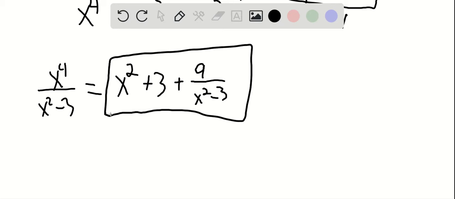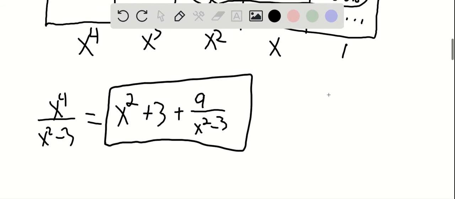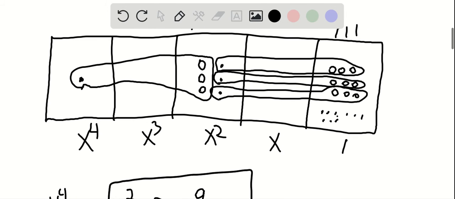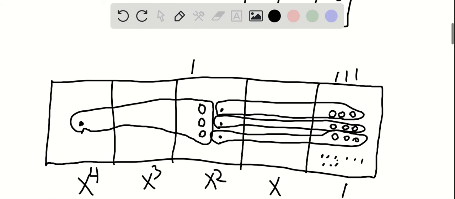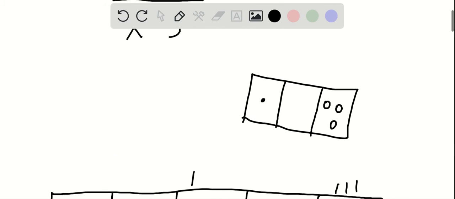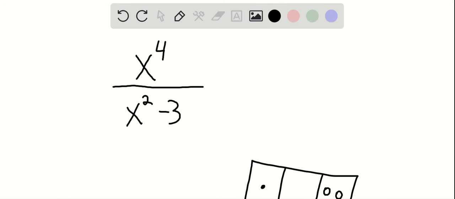Cool, cool, cool. So yes, we can also easily see remainders when we do polynomial division with this cool exploding dots machine.